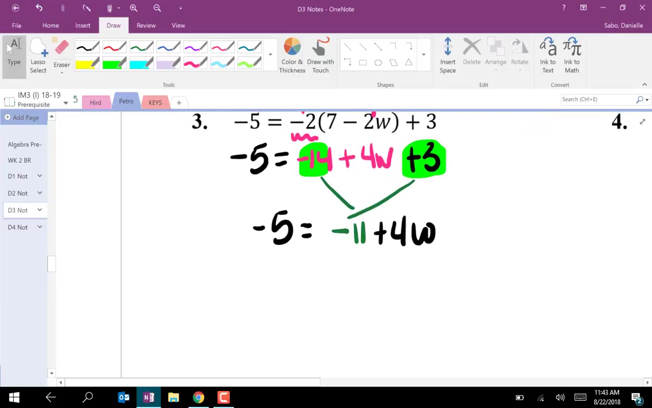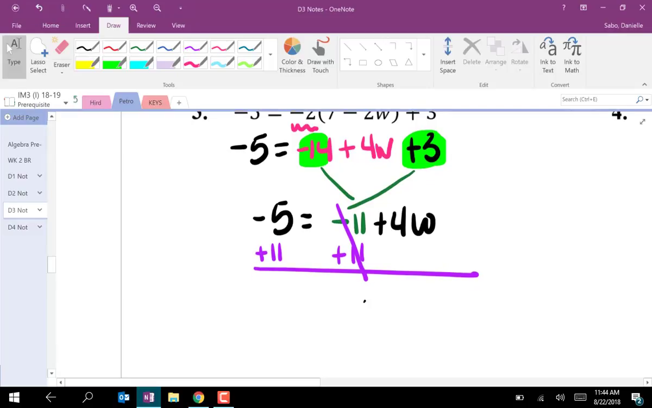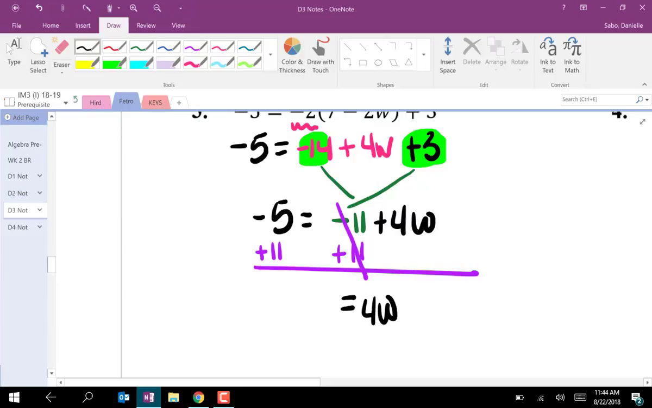Now you're back to what we did yesterday, which is 2 steps. Your variable's on the right side, which means I must get everything to the left side. So what are we going to do next? Add 11. Yep, add 11. That goes away. Bring everything else down. I'm going to bring down this 4W, bring down the equal sign.